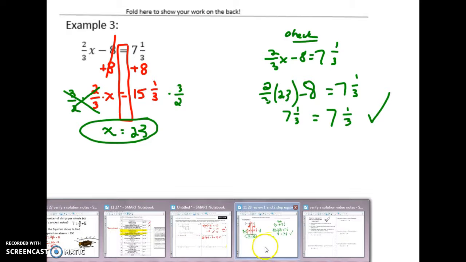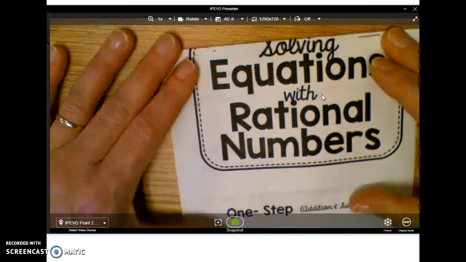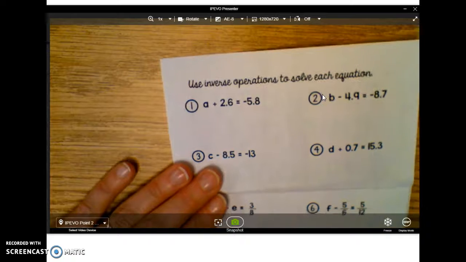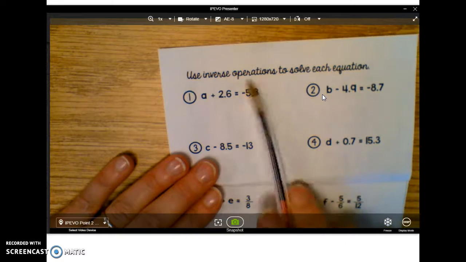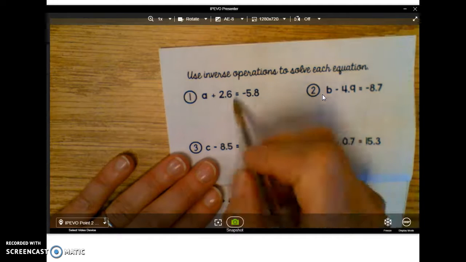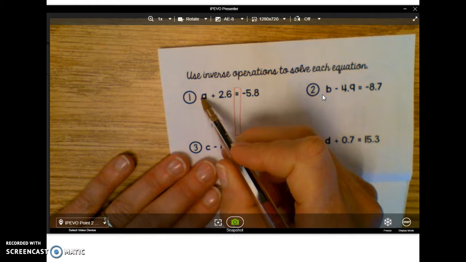What you're going to do now is you're going to take a look at this foldable note sheet. This has got a lot of practice problems in it to help you work with the decimals and the fractions. So on the first flap, you'll notice it says use inverse operations to solve each equation. That's exactly what we were just talking about. However, these are one-step equations. So you'll see that your equation just has one number attached to your variable.